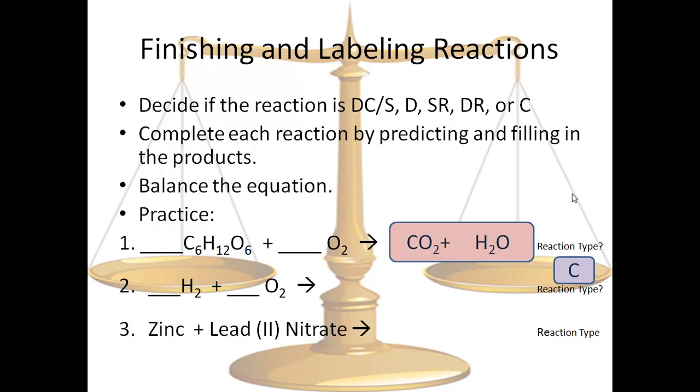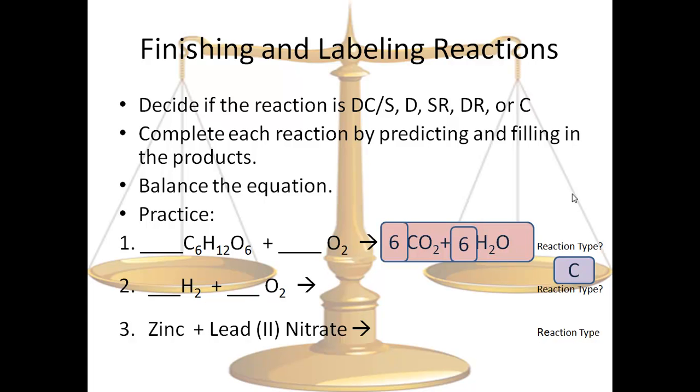Let's do carbons first. On the left I have 6 carbons. On the right I only have 1, so I better put a 6 in front of that CO2. Now let's check my H's. Over on the left I have 12 H's. On the right I have 2, so I better put another 6. So 6 times 2 gives me 12. So now my C's and my H's are all set, but of course my oxygens are left.